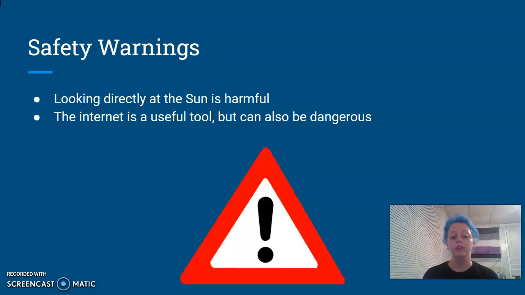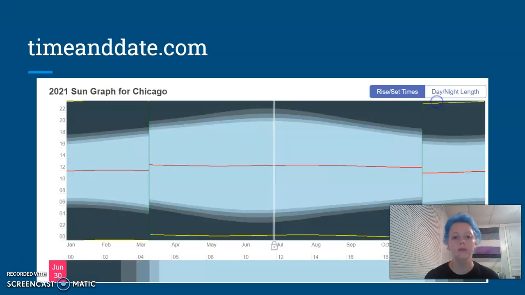It's also important that your students know that while the internet is a useful tool, it can be very dangerous if used incorrectly. So whether you have this internet safety talk for this specific exercise or you've already had it, it's important that you drive home the fact that they have to be careful on the internet.